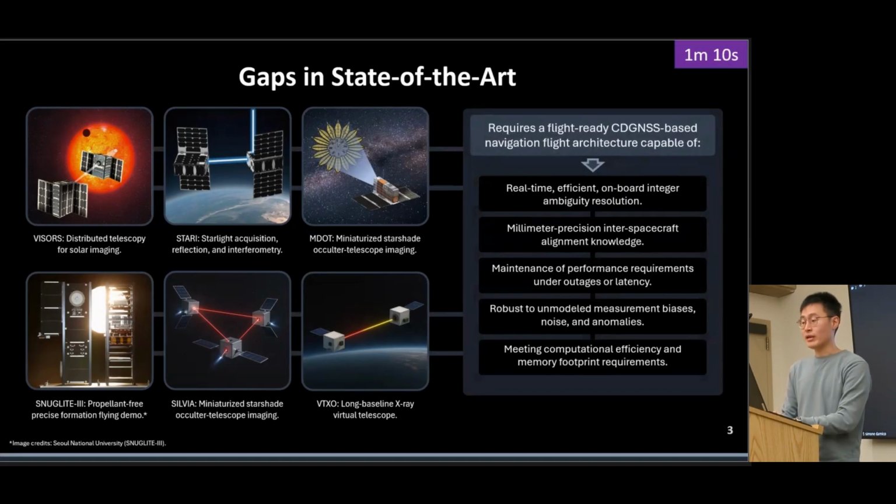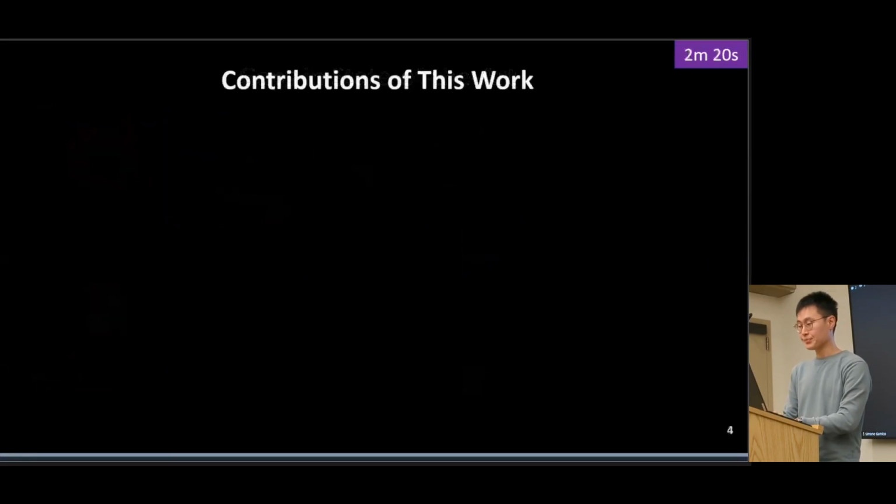Two other important points are that of robustness. Navigation has to be robust to cross-link outages, latencies, measurement errors, and anomalies. And finally, all of navigation must remain performant within the tight computational and memory limits of the flight computer.